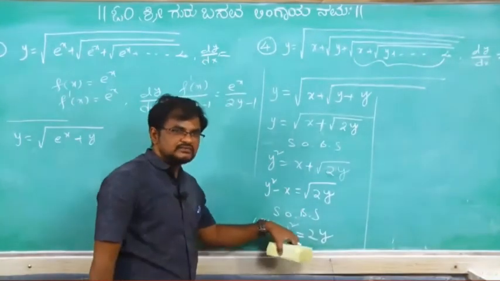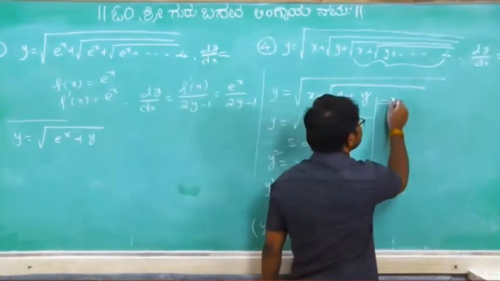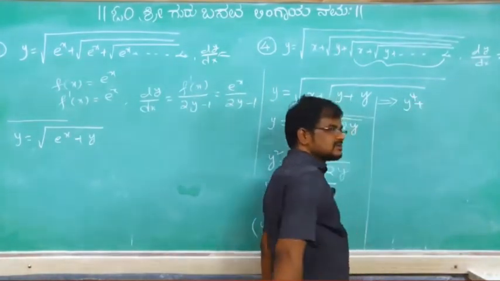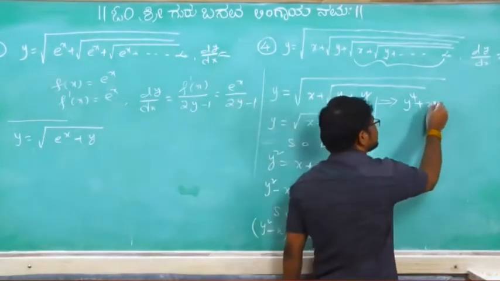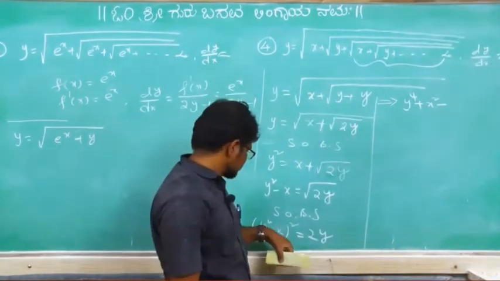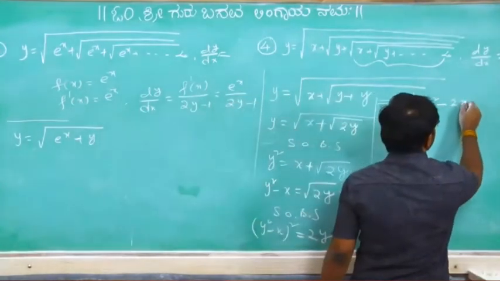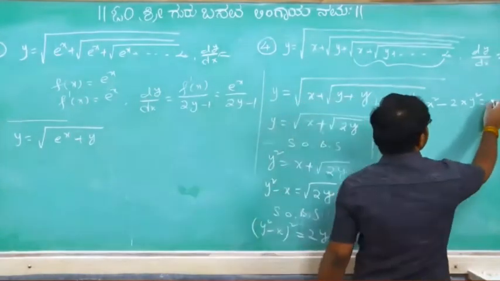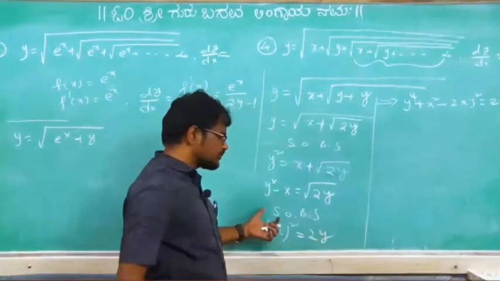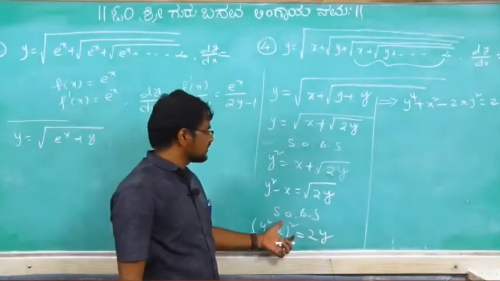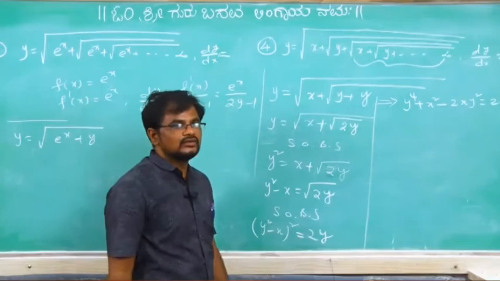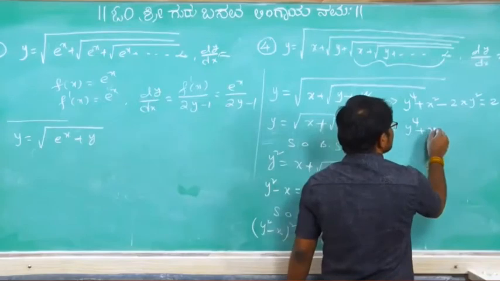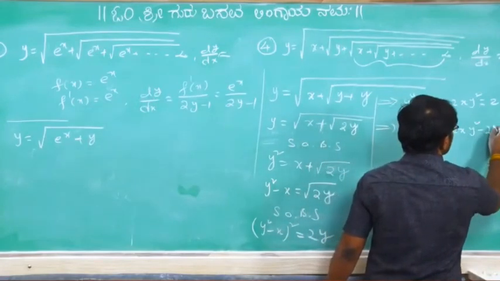Now here, apply the a minus b whole square formula. What is remaining? y to the power of 4 plus x square minus 2xy square equals 2y. So y to the power of 4 plus x square minus 2xy square equals 2y. Now that implies y to the power of 4 plus x square minus 2xy square minus 2y equals 0.